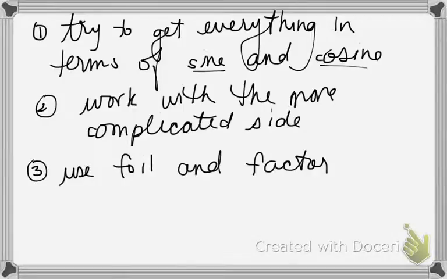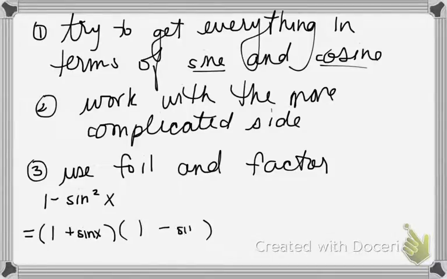The next step is to use foiling and factoring. Specifically, we use difference of squares a lot. So for instance, if I have something like 1 minus sine squared x, this is actually a difference of squares. This factors into two brackets, one with a plus and one with a minus. And remember, to factor a difference of squares, we take the square root of the first, which is 1, and the square root of the second, which is sine x. So we use that quite a lot. We can also do the opposite of that, and that is factoring.